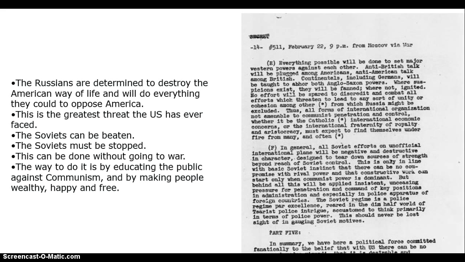Kennan also said that Stalin justified his own harsh police state by creating foreign enemies, and he was going to continue his expansionist program and undermine Western Europe and the democratic ideals that the United States was trying to support in Europe. This is strong stuff.